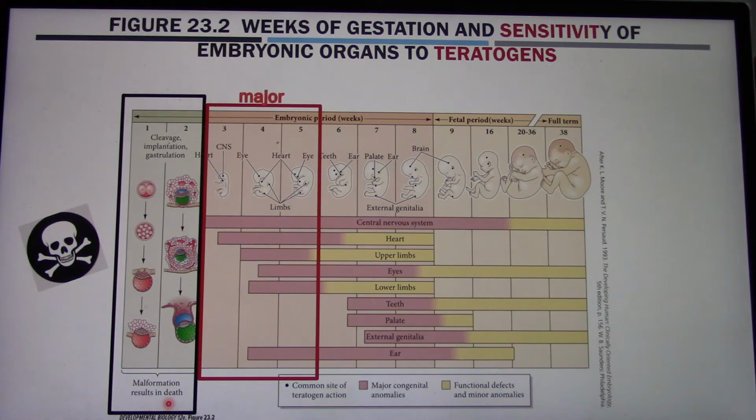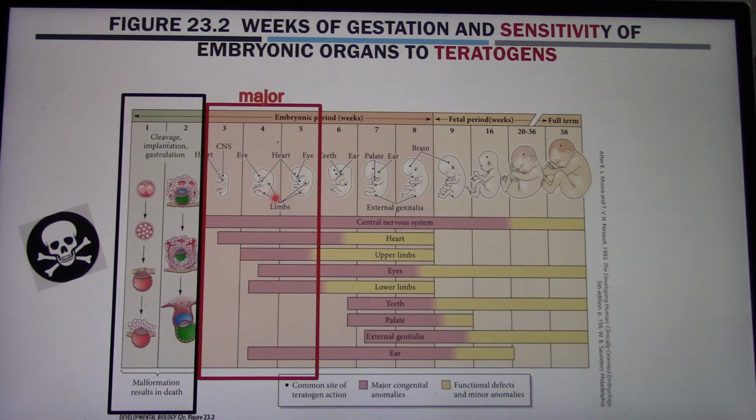However, if you're a little further along during embryogenesis in weeks 3 through 5, you are going to have major impacts on whatever organs are developing during this period of time, and these are shown in pink. These are major congenital anomalies that will result if you're exposed to a teratogen during weeks 3 to 5 of embryogenesis. And you can see here in these little black dots that there are common sites of teratogen action, including the heart, central nervous system, eye, there's heart again, and limbs.